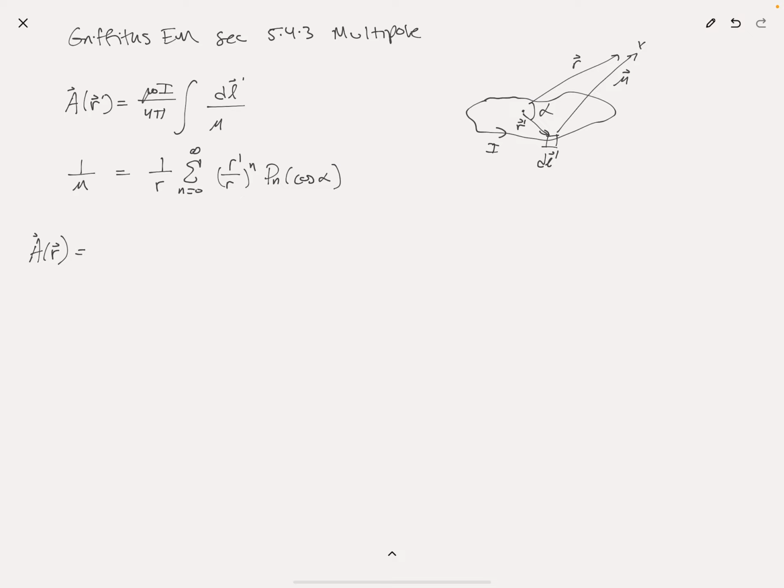This vector potential at some point in space is equal to mu naught I over 4 pi, 1 over r, the closed path integral of dl prime, plus 1 over r squared, closed path integral r prime cos alpha dl prime, plus some other higher order terms. Unlike in the case of the electrostatic multipole expansion, this integral here is always 0. Right? I add up all of the paths along a closed loop. That gives me 0.